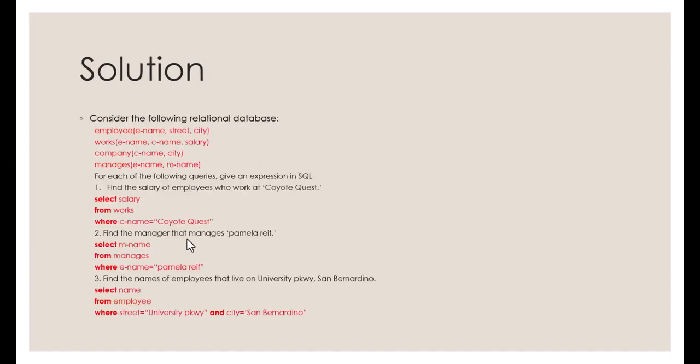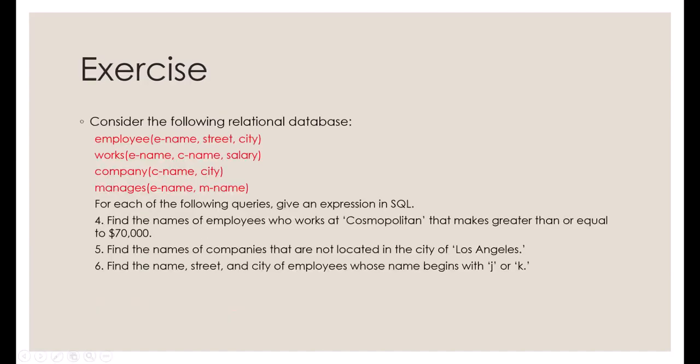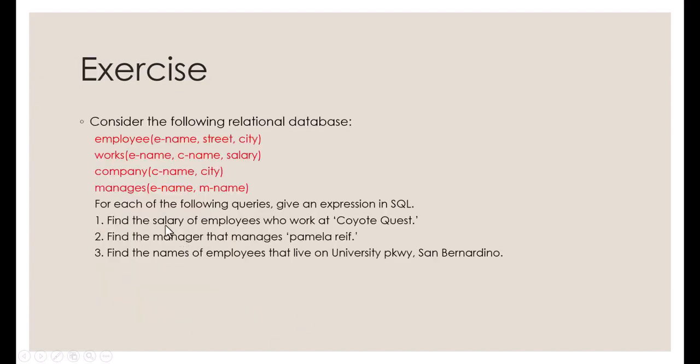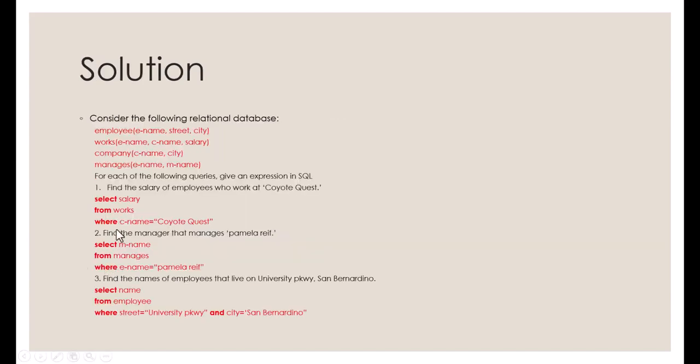Okay. So for number 1, let's first think about which table this information is contained in. So we are looking for an employee's salary and where they work, Coyote Quest. Okay, so what would that be? It can be found in works, right? So I'm going to do select salary from works because it contains the employee's name, which company they work for, and how much they make, right? And the where clause will have CNAME, the company name, is equal to Coyote Quest.